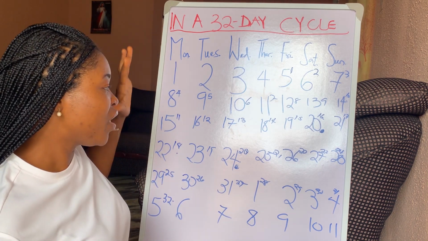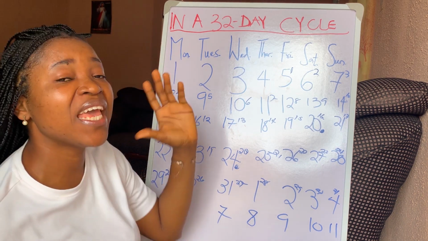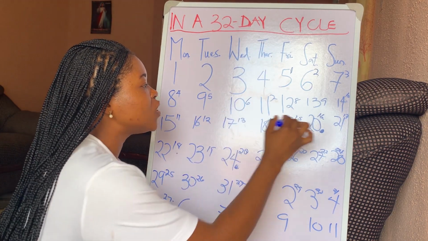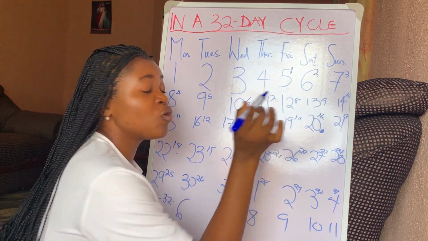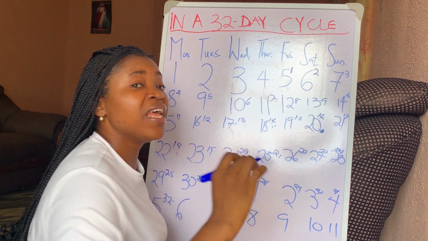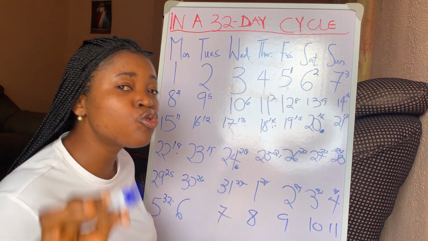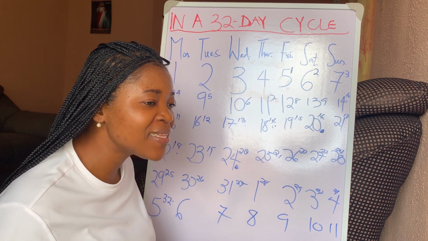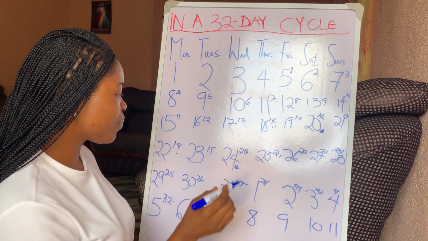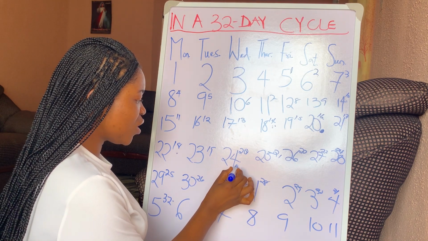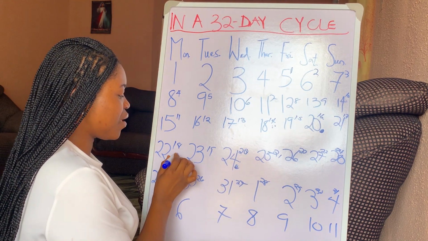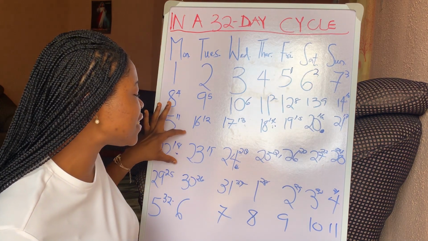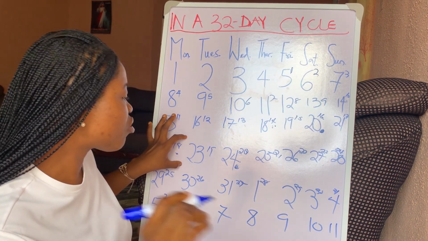So if you're somebody that has a 28-day cycle, the same thing goes, just that you will now get your ovulation on the 14th day, leaving 14 days extra to your menstruation. Now let's count it. This is the 20th day. Oh no, this is the 18th day, which is the day you ovulated. So let's count it.